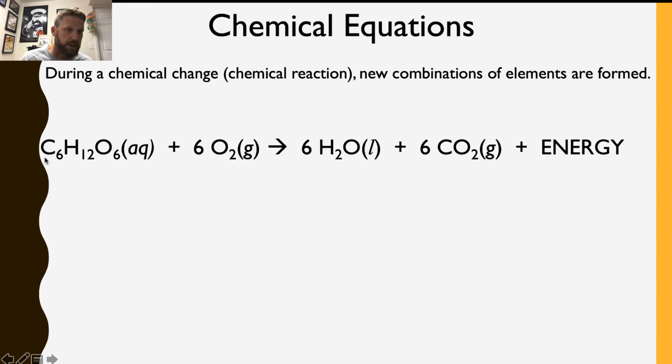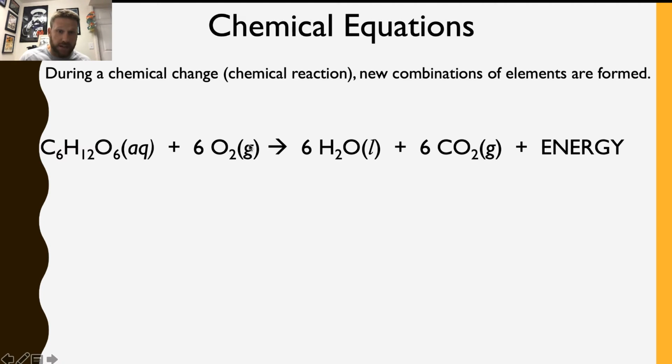When you look over here at glucose, C6H12O6, that means there are 6 carbon atoms, 12 hydrogen atoms, and 6 oxygen atoms in a molecule of glucose. The other thing that might be new to you in terms of a chemical formula is this abbreviation in parentheses after the formula. These letters represent the state that substance is in when this chemical reaction occurs.